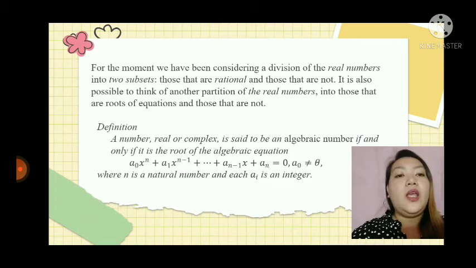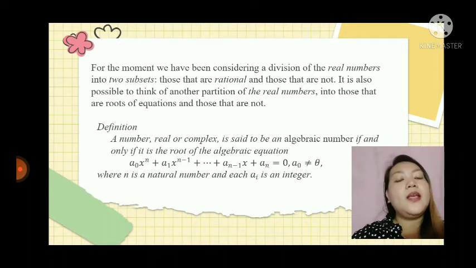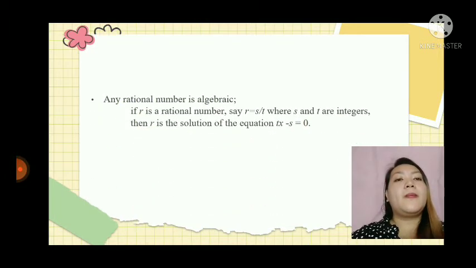We have a definition here. A number, real or complex, is said to be an algebraic number if and only if it is a root of the algebraic equation a_0 x^n + a_1 x^(n-1) + ... + a_(n-1) x + a_n = 0, where a_0 is not zero, n is a natural number, and each a_i is an integer.